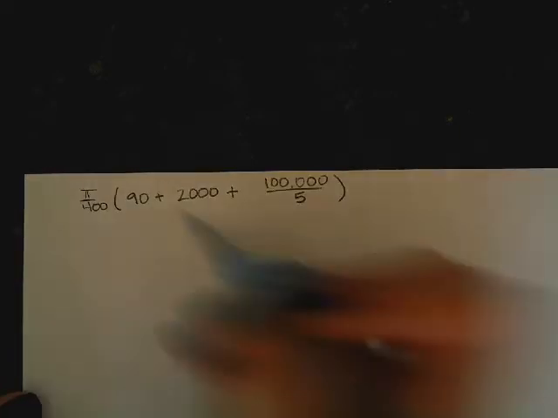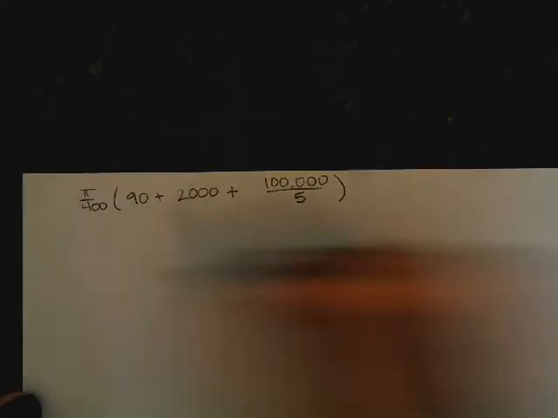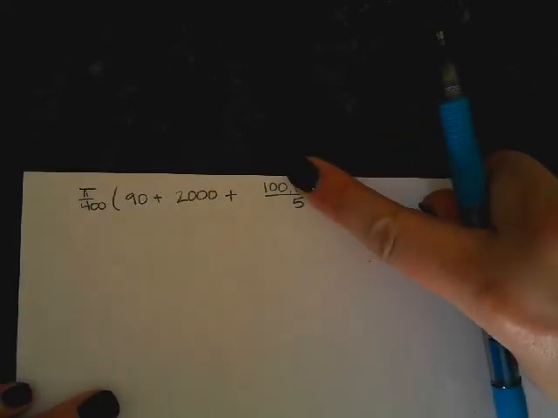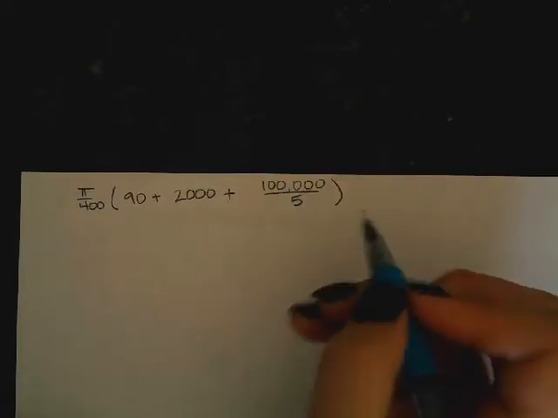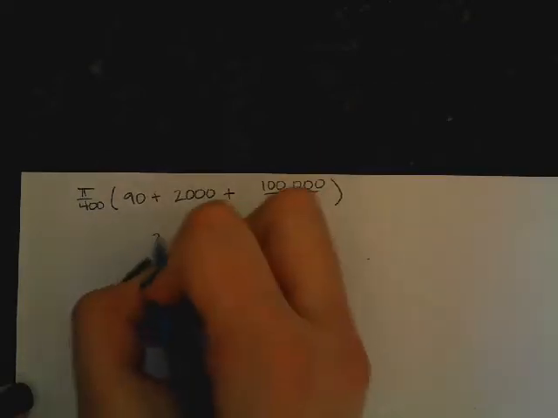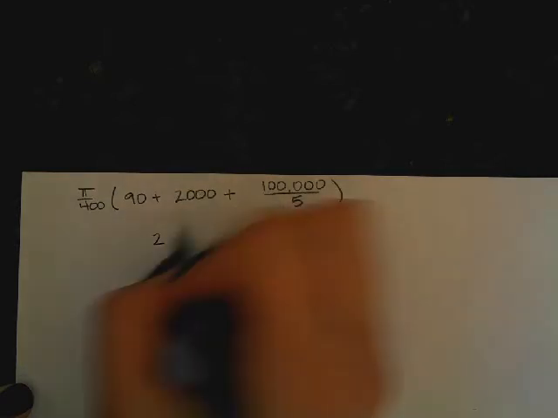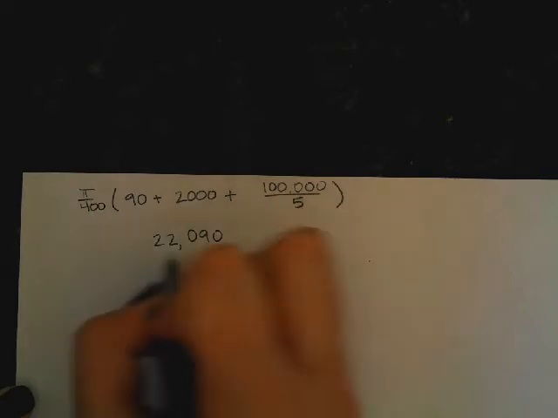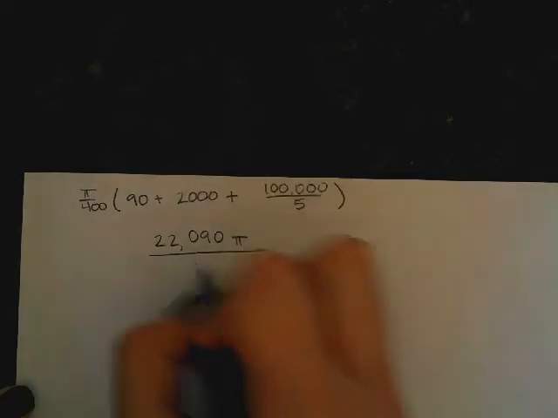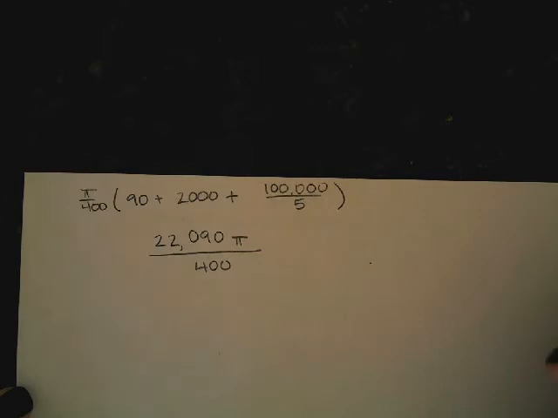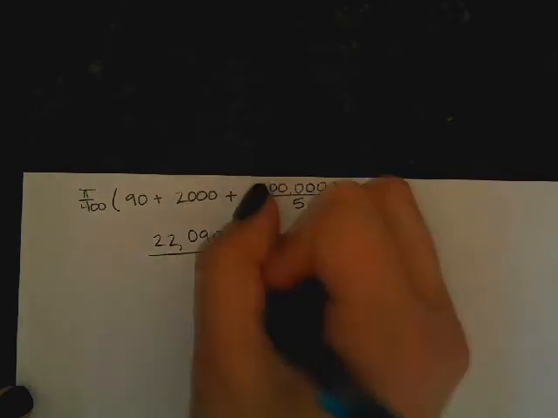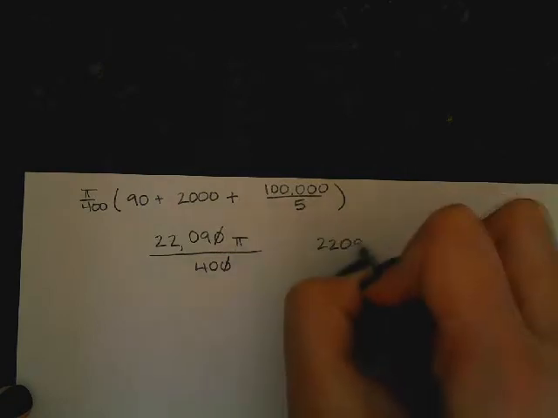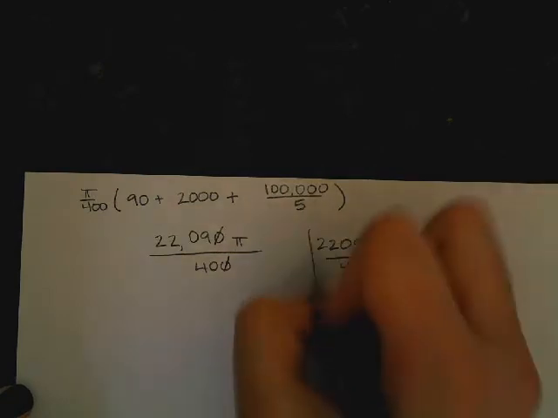All right, so if I do 100,000 divided by 5, if I just think of 100 divided by 5, that's 20. So that's actually 20,000. So I have 20,000 plus 2,000, that makes 22,000, plus 90. And I'm multiplying that by pi over 400. And then I can go ahead and divide by 10, divide by 10. And I'm going to go ahead and leave the answer like this.